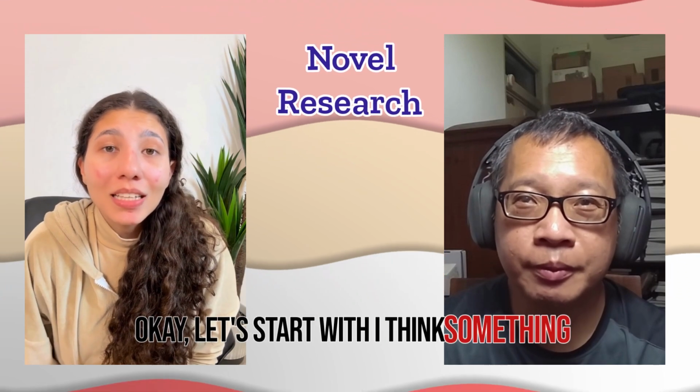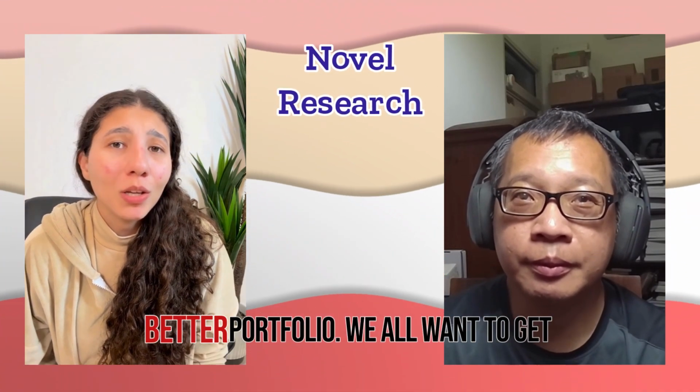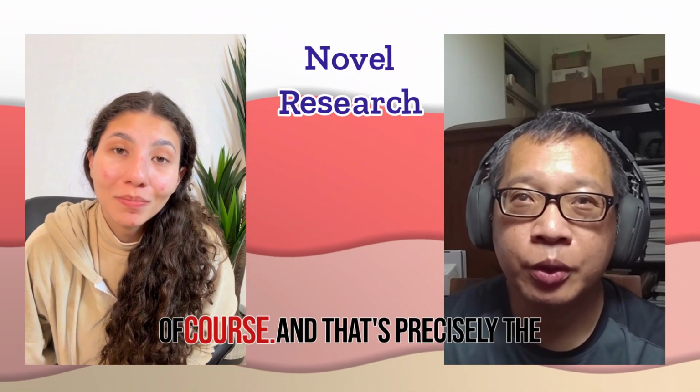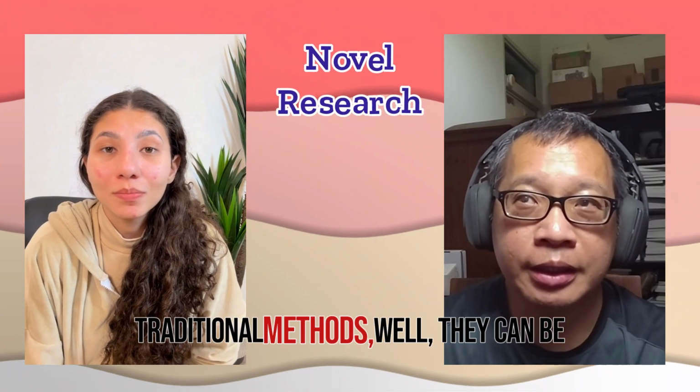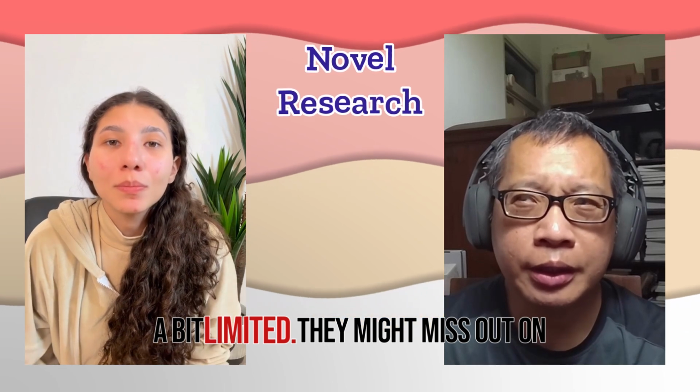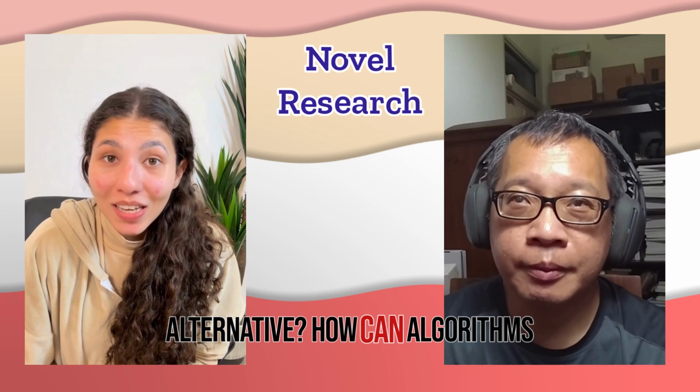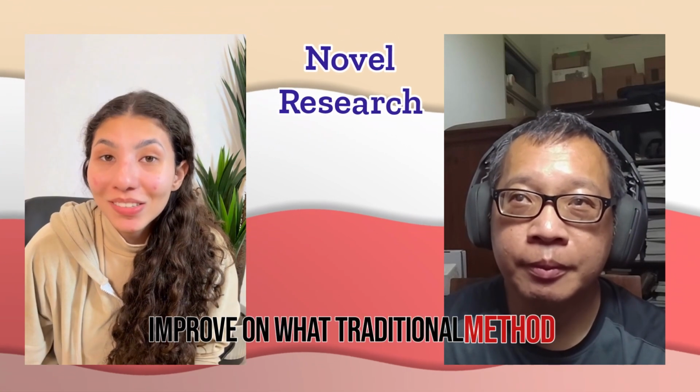Okay, let's start with, I think, something that's on everyone's mind, building a better portfolio. We all want to get the most out of our investments, right? Maximize returns while minimizing risk. Of course, and that's precisely the goal of portfolio optimization. But traditional methods, well, they can be a bit limited. They might miss out on some potentially better solutions. So what's the alternative? How can algorithms improve on what traditional methods can do?